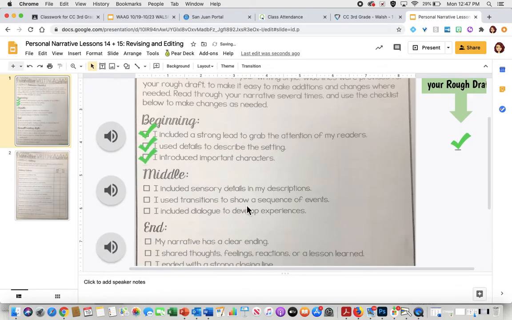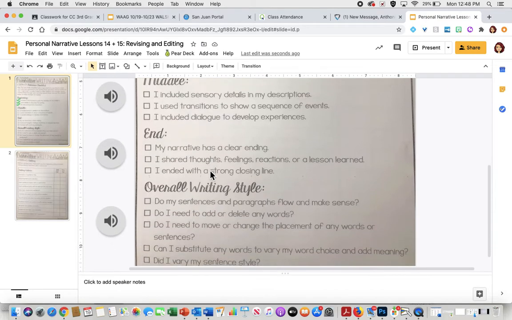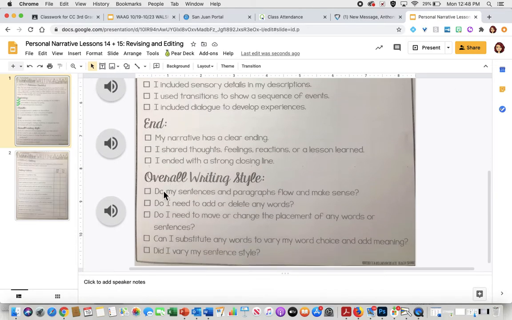Then I would go through and look through all these other options. I included sensory details, used transitions, included dialogue. Dialogue is going to be so important to our narrative. Dialogue is what makes a narrative a narrative. So make sure that you are checking for dialogue as well. Then you have your end expectations as well as overall writing style.